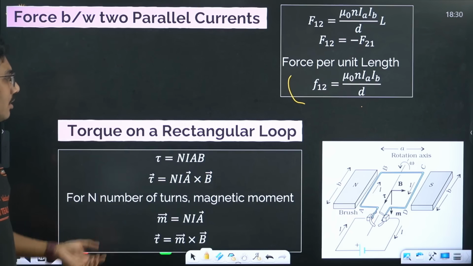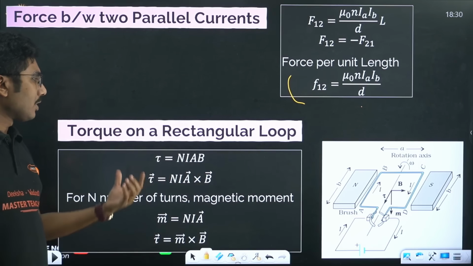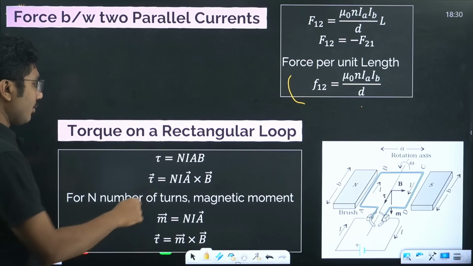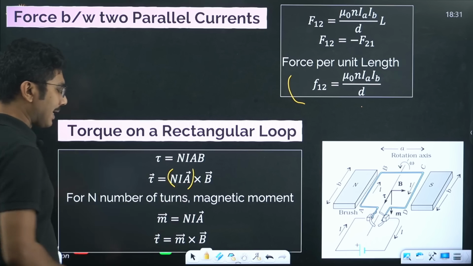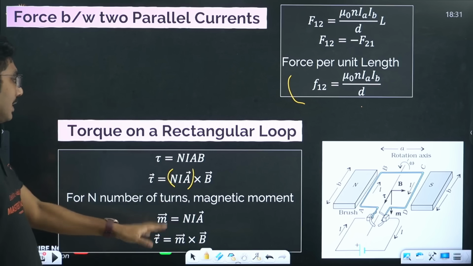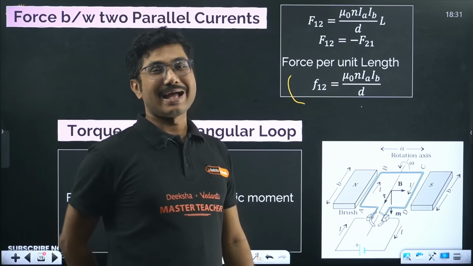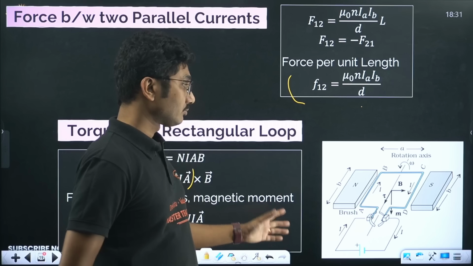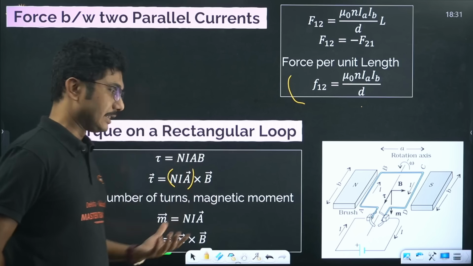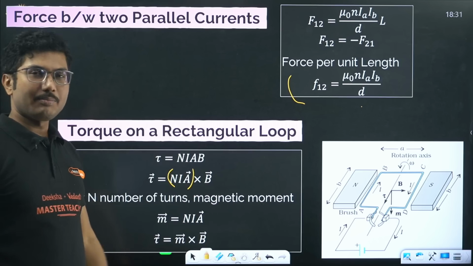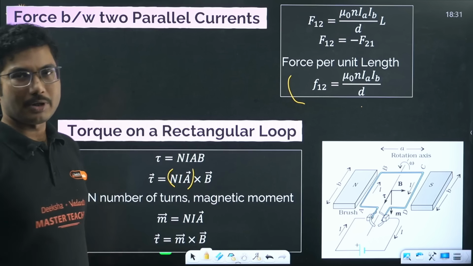Torque on a rectangular loop, tau is equal to NIAB. NIA, as I mentioned, is basically the magnetic moment. So from there you can calculate torque is equal to M cross B. Torque is MB sin theta, and potential energy is minus MB cos theta.